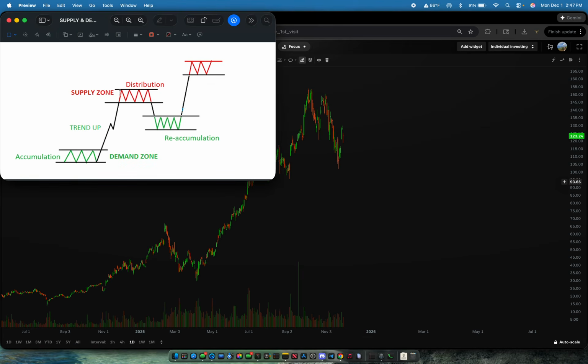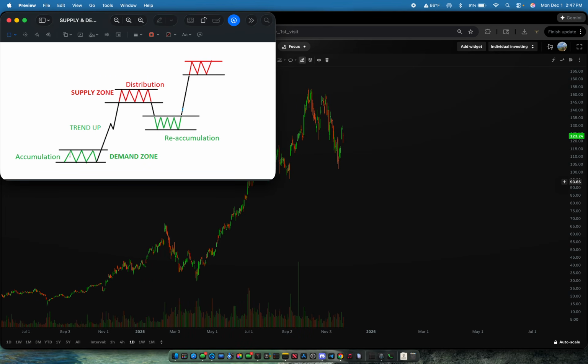Supply zones are basically bear walls. The bear zone is basically the distribution zone. This is where the profit taking is. This is where the shorts are piling up. This is where all the puts will be, all the call profits will be. Same with vice versa for the demand zone.